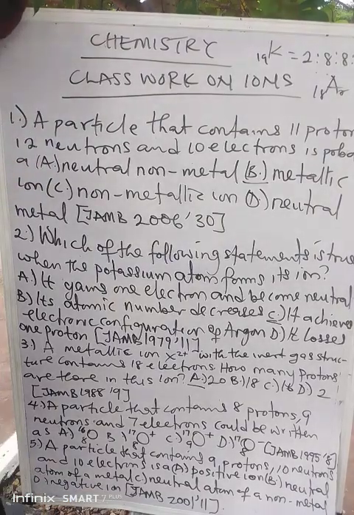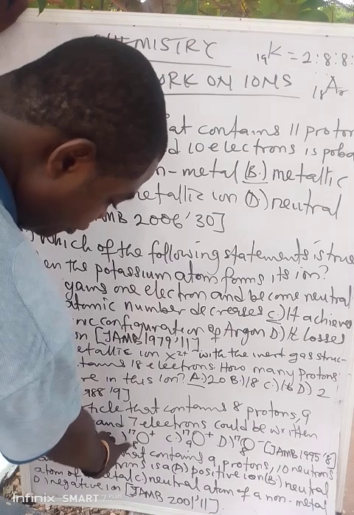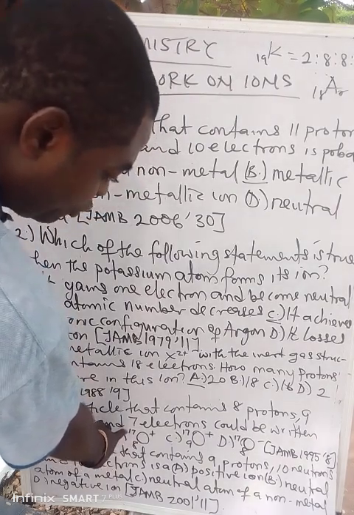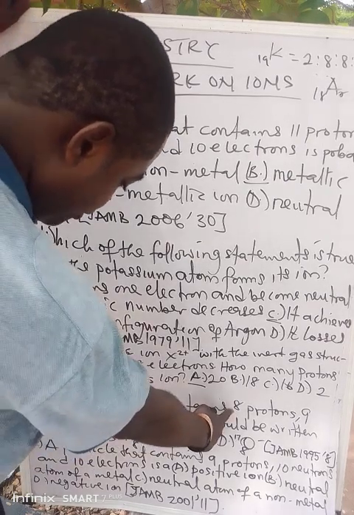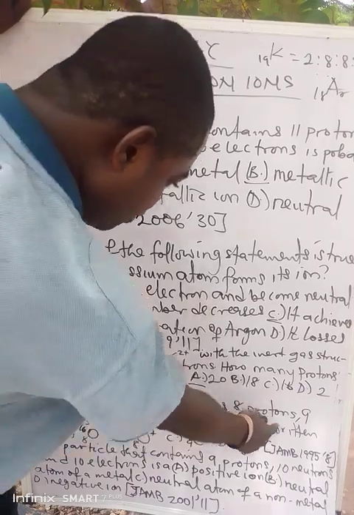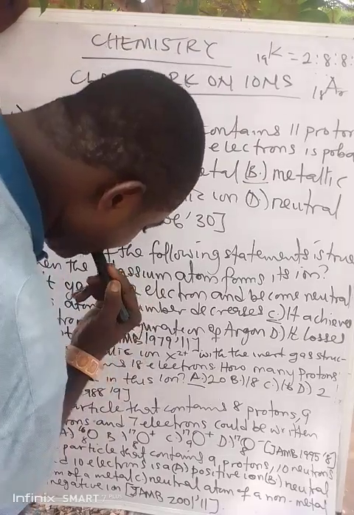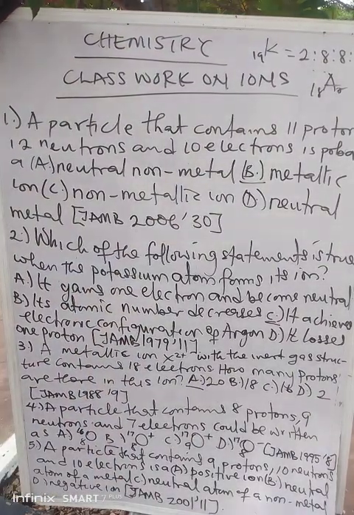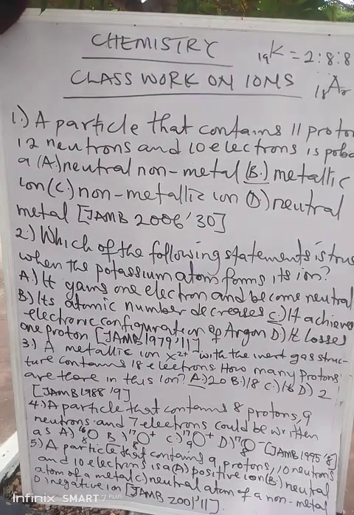So the proton number is usually written down. The mass number, this 17, is gotten by adding proton number and what? Neutron number. The proton number is 8, plus the neutron number, 9, is 17, which is the mass number. Answer is B. That is JAMB question of 1995, question 8. The last question, number 5.